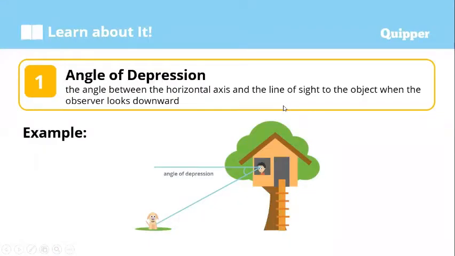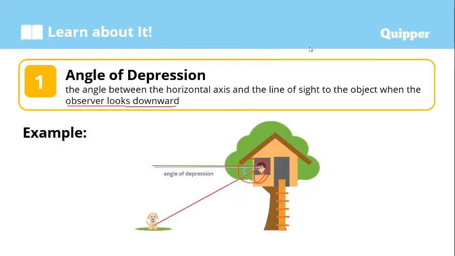Let's first define angle of depression. It is the angle between the horizontal axis and the line of sight to the object when the observer looks downward. Take note, when the observer looks downward. So when the observer is here, this is the line of sight. He looks downward, and this is the horizontal axis. The angle formed there is what we call the angle of depression.